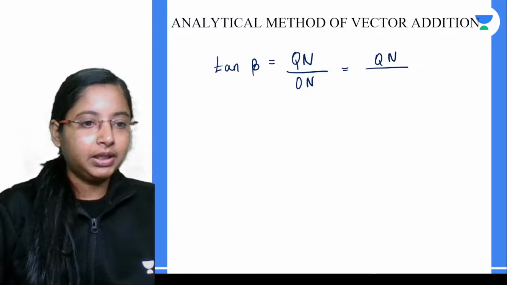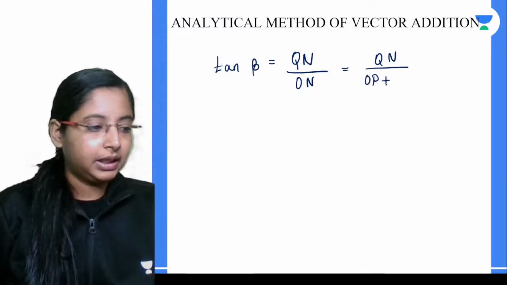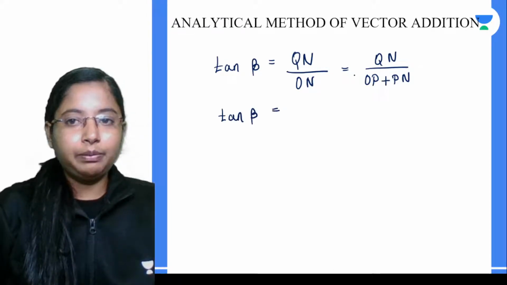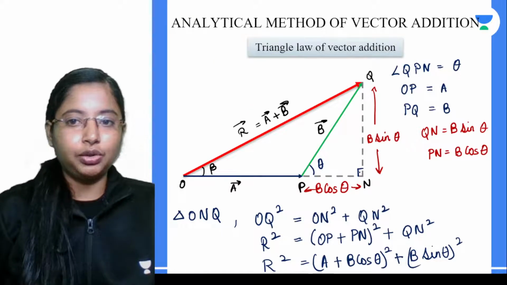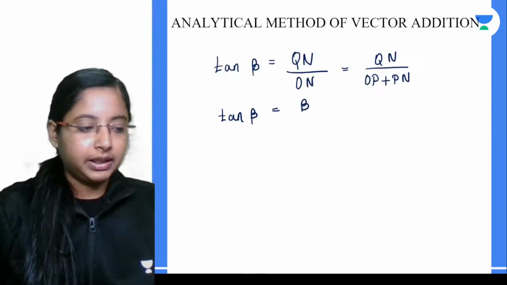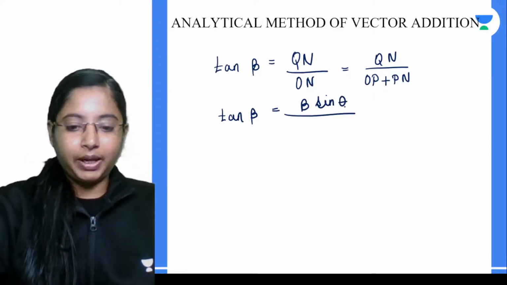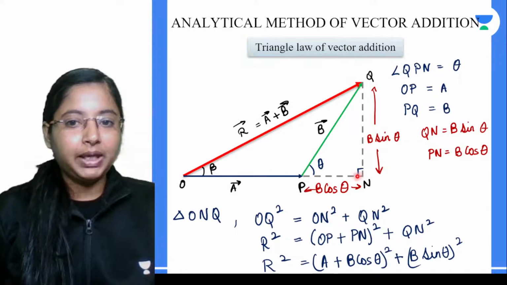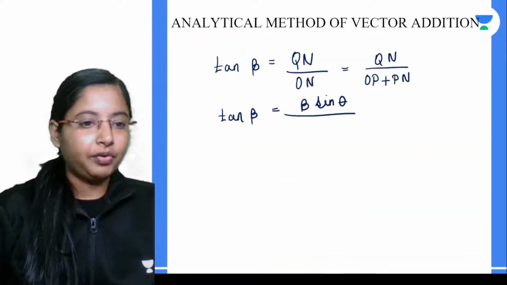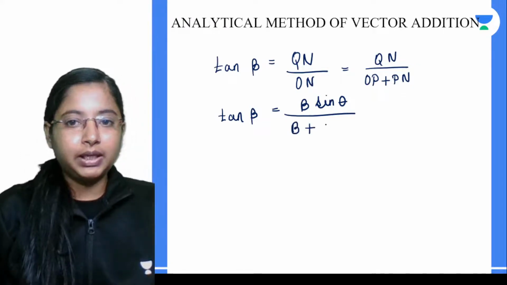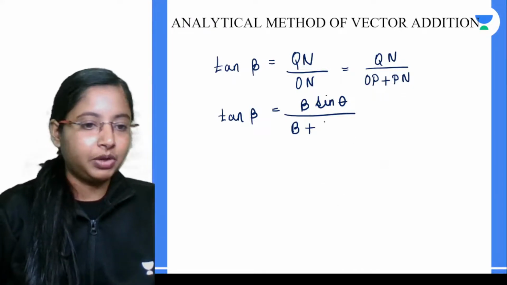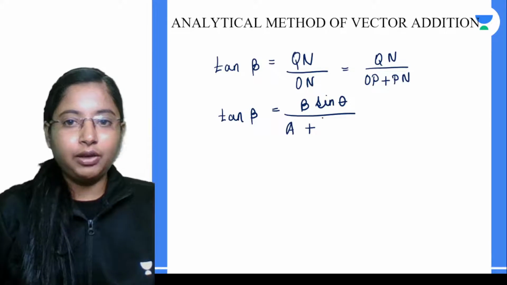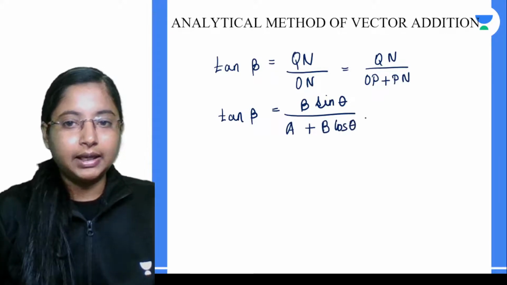So this will be nothing but OP plus PN. So that's it. Just substitute the values in this. Tan beta will be QN. What is QN over here? QN is nothing but this side, B sin theta, divided by OP. OP is basically this length over here, OP is A, and PN is B cos theta, right? That's it. We got tan beta.